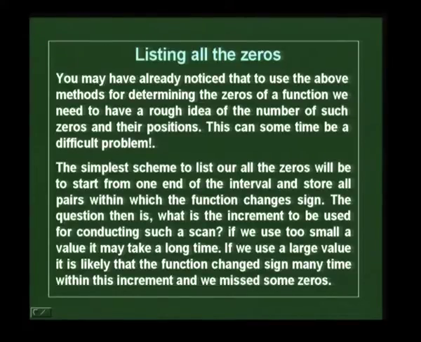So one thing is how to list all the zeros. One way, of course, is to plot it and then look at it. The simplest scheme to list all zeros would be to start from one end of the interval and look at all the points at which the function changes sign, or how many times the function changes sign. Again, there is a problem that we have to go in a step size which is smaller than the distance between any two roots.